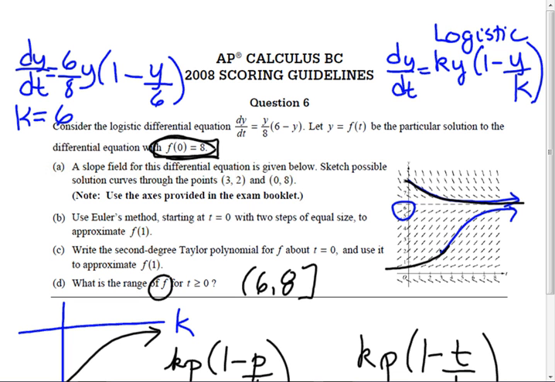Should we remember what Euler is? Because I don't have the equation memorized. Okay, guys? This was a no calculator problem.